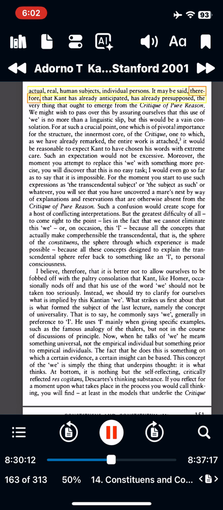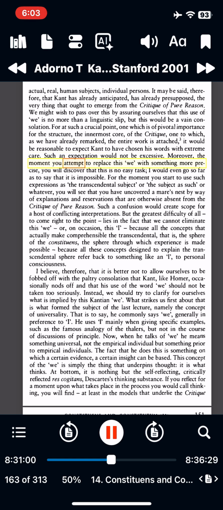It may be said, therefore, that Kant has already anticipated, has already presupposed, the very thing that ought to emerge from the Critique of Pure Reason. We might wish to pass over this by assuring ourselves that this use of we is no more than a linguistic slip, but this would be a vain consolation. For at such a crucial point, one which is of pivotal importance for the structure, the innermost core, of the critique, one to which, as we have already remarked, the entire work is attached, it would be reasonable to expect Kant to have chosen his words with extreme care. Such an expectation would not be excessive.